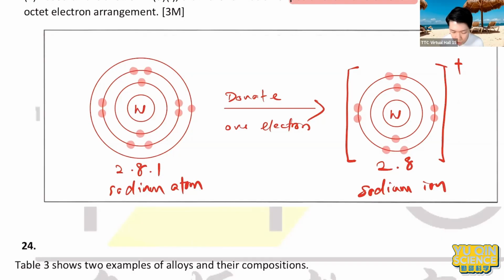Okay, all good, ladies and gentlemen. So if you donate 1, then it is plus. Donate 2, then it is 2 plus. 1 no need to write, so we write plus. If it's 2 plus, then we must write 2 plus. Form 4 chapter 8. Yes, correct. This is Form 4 chapter 8.